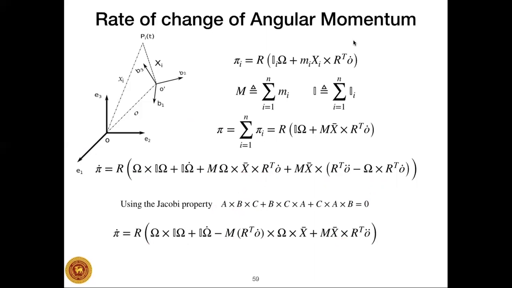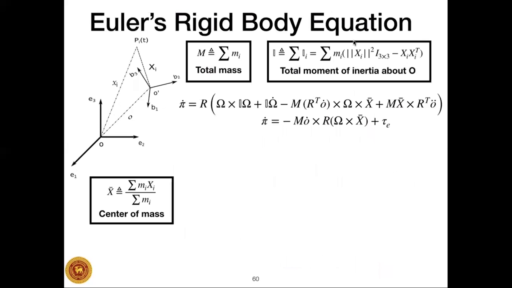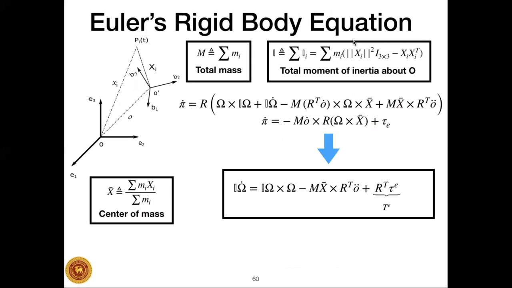So you end up with that expression over here. And also recall that we had shown that the rate of change of angular momentum as expressed in the E frame can also be written down in this way. So we have two expressions derived for the rate of change of angular momentum. By equating the two, we get the following expression.